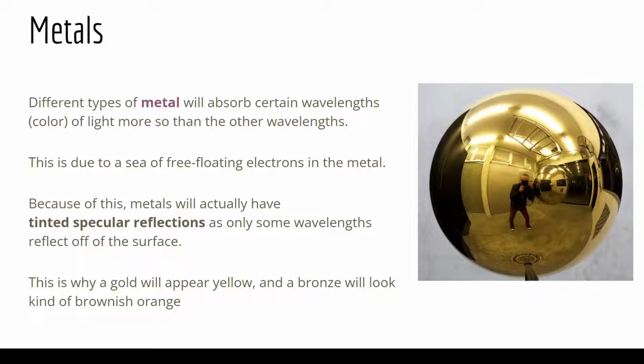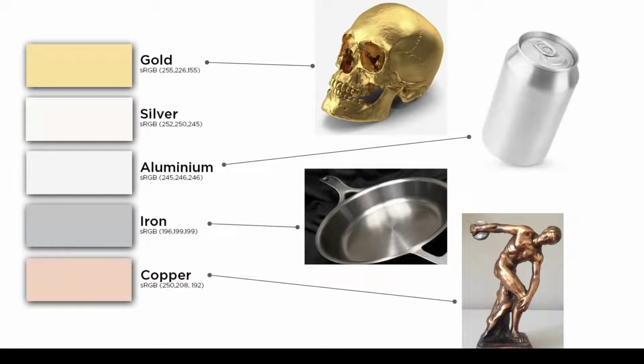So that's why gold appears kind of like a yellow color and a bronze will look sort of brown or orange. So here we can see the colors of the reflections or how the light is being tinted as it bounces off the surface for different types of common metals: gold, silver, aluminum, iron, copper. And so each of these metals has a unique tinting that they do to the reflections. So you can see that reflection isn't the actual image, the environment isn't yellow, but when it bounces off, it's turning yellow.